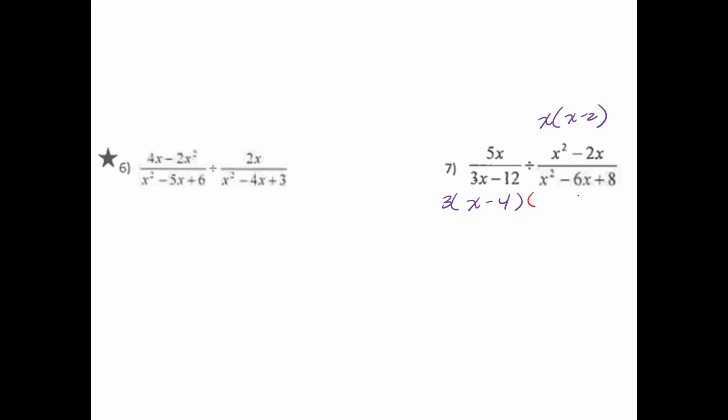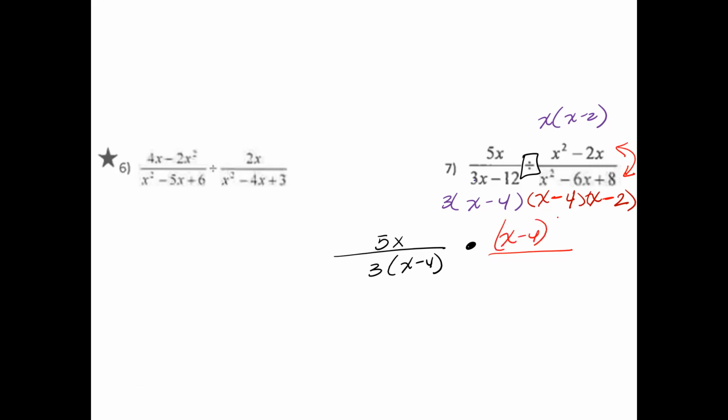In the denominator, you can factor it out like this, and you ask yourself, what times what gives me an 8? So that's a 4 and a 2. But then when I add them together, it has to give me a -6. So that's a -4 and a -2. Let's change the division sign. So 5x over 3 times x minus 4 times. And when you change it to a times, you gotta flip that, okay? And if you flip it, you get x minus 4 on top, x minus 2 on top, x times x minus 2 on the bottom.